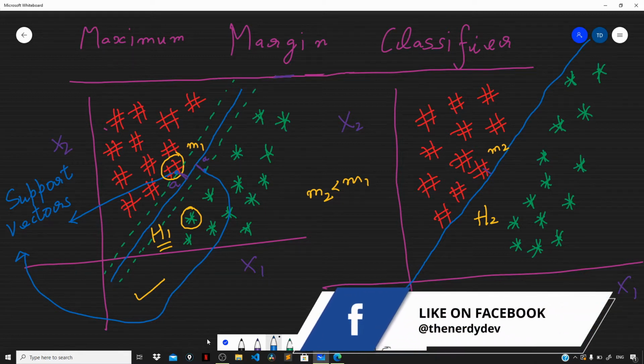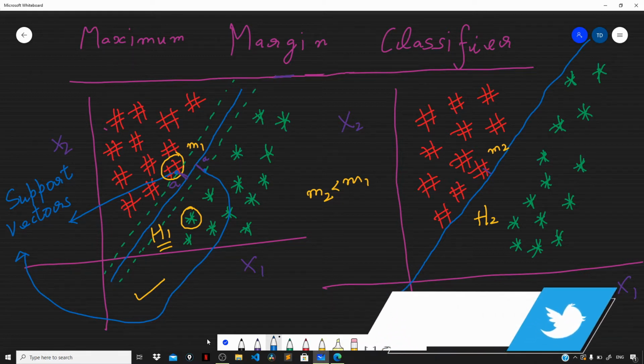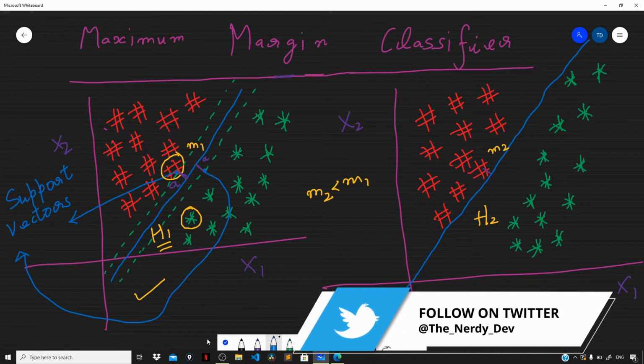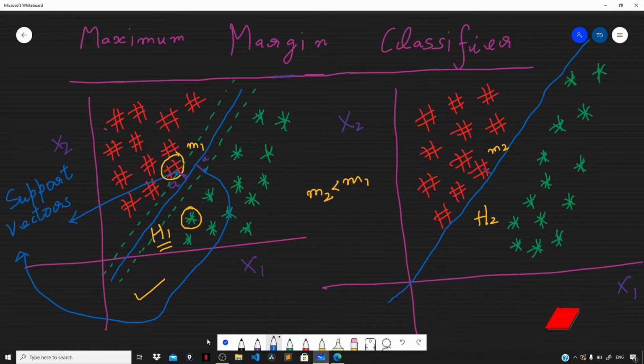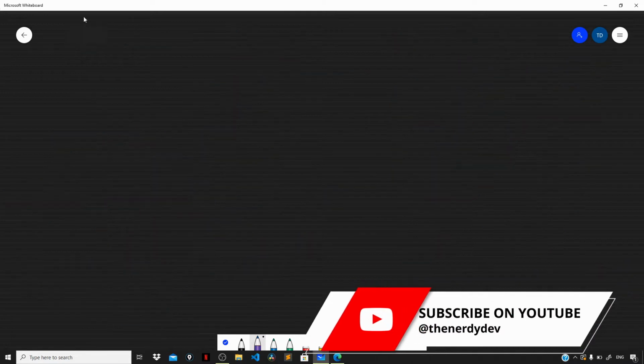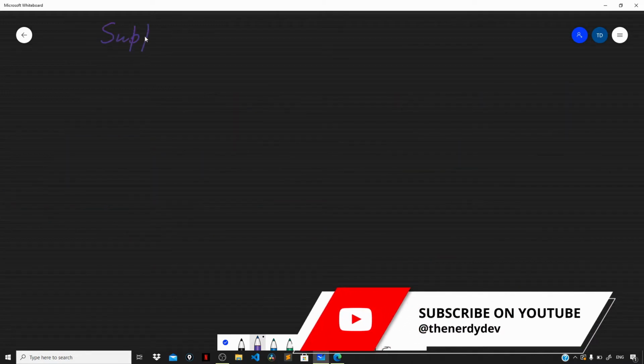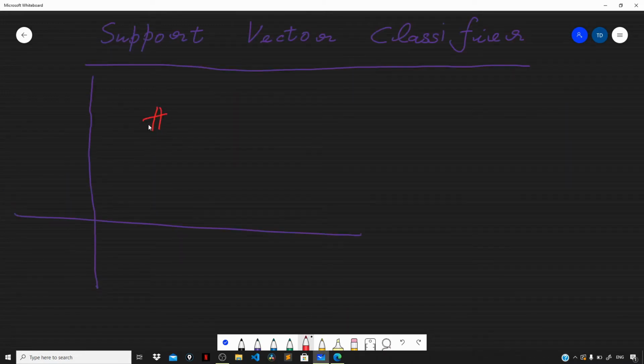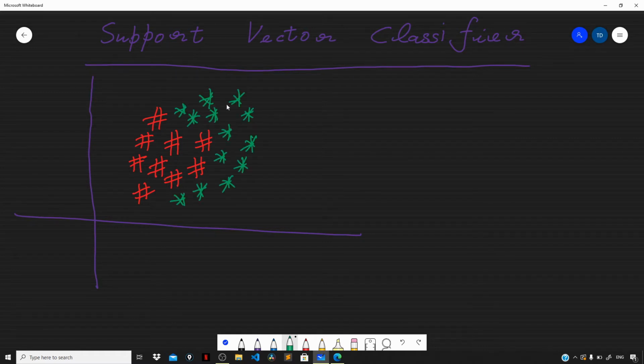Now let us see an example where we cannot distinctively separate two classes using the maximum margin classifier. Let me first trace an example for this. So the topic is support vector classifier. Let us say these are our hashes, so our points that are represented by hash. Then let us say we have the second class, so let us make use of asterisks here.